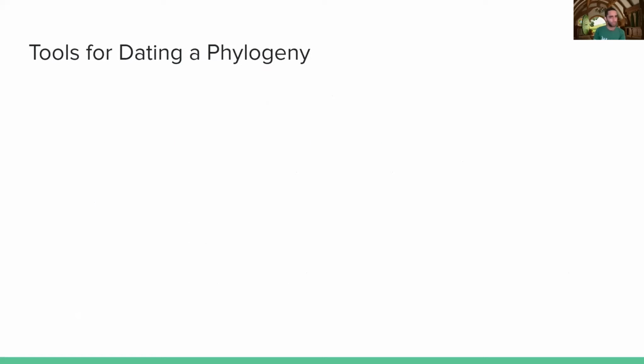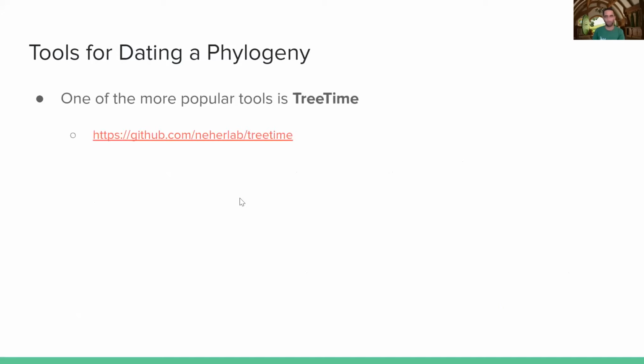So a lot of tools exist to do this. One of the popular tools is called TreeTime, and here's a link to the GitHub repo. It's developed by the Neher Lab. A bonus that this tool has is that it can also do what's called ancestral state reconstruction. So not only can it determine the scalings of the branches of the tree in unit of time, but it can actually also predict what were the ancestral sequences up the tree.